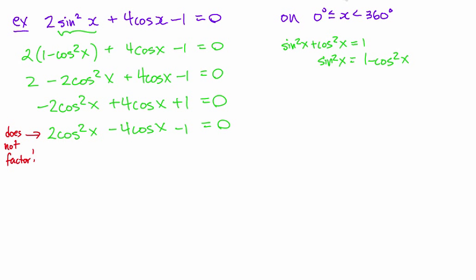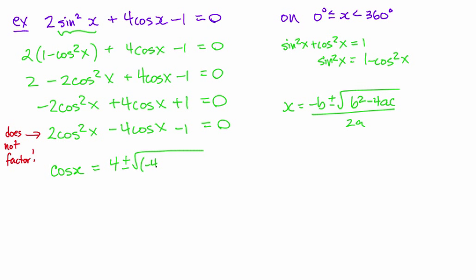So instead, I'm going to use the quadratic equation. So instead of x, I have cos x. So instead of 2x squared minus 4x minus 1, it's cos x. So as I use the quadratic equation, I'm not solving for x, I'm solving for cos x. But I can put my minus b, minus 4 is 4, plus or minus b squared minus 4a times c, all over 2a, and let's see what this is equal to.